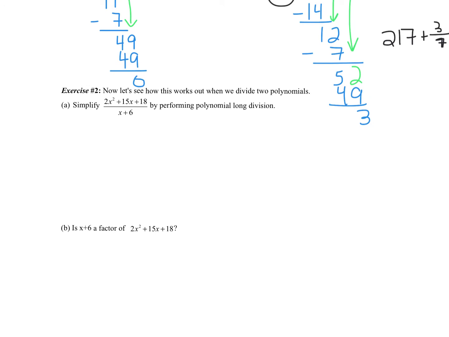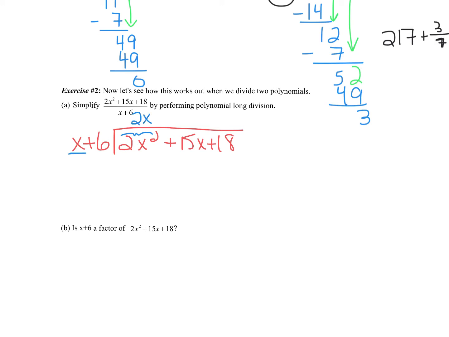So here, I have 2x squared plus 15x plus 18 divided by x plus 6. So we set it up the same way. The x plus 6 goes on the outside. Now it's a little different here. When we decide what we're going to write up top, we only think about the first term in the number that's on the outside. So basically we say how many times does x go into 2x squared? Okay, how many times does x go into 2x squared? Now, I know that's 2x. I'm going to write that up here.